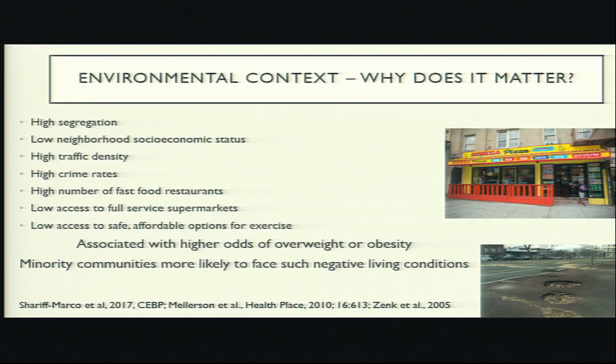So why does the context matter? If we look at environmental contexts, we see that high segregation, low socioeconomic status, high traffic density, high crime rates, a high number of fast food restaurants, low access to full-service supermarkets, and low access to safe, affordable options for exercise are all associated with higher odds of overweight or obesity. Due to a long history of social injustices in our country, minority communities are more likely to face such negative living conditions. So when we tell patients to go eat healthy and exercise more, we need to think about where they're going to be doing these things.